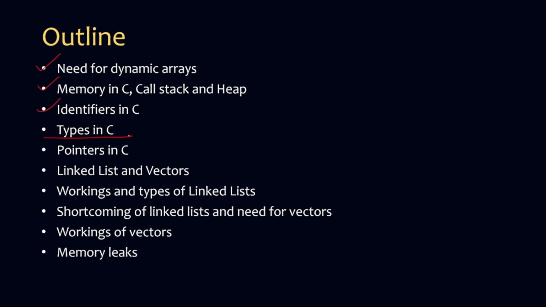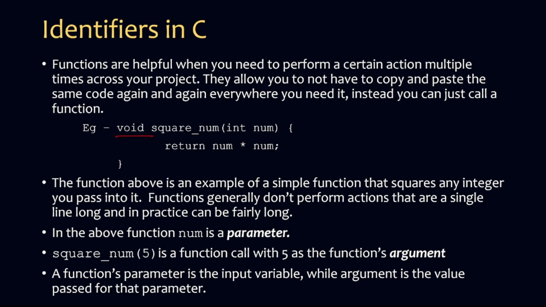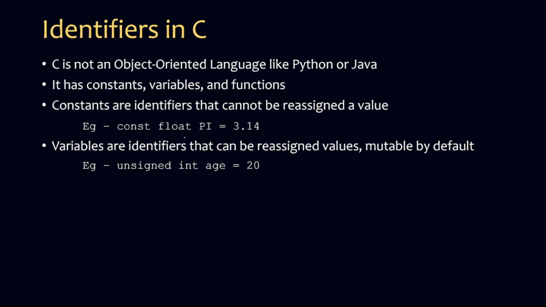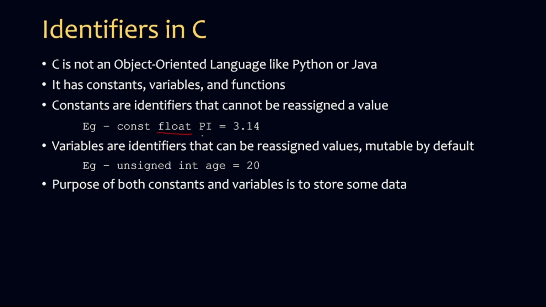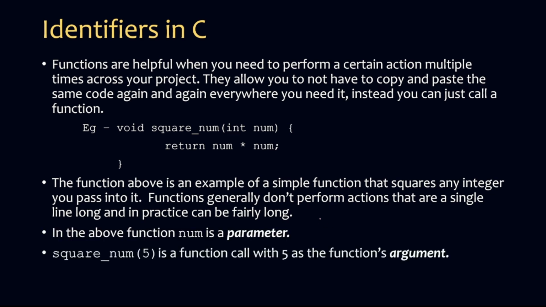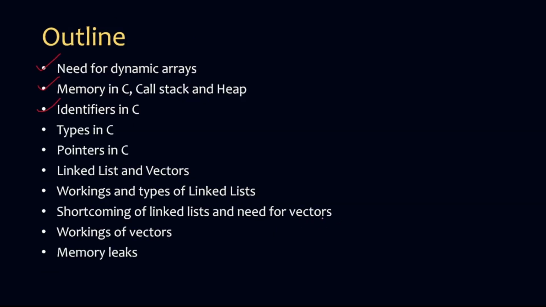The next thing we have are types in C. Now, types in C are very important because C is a statically typed language. Everything you define needs a type in C, as we previously saw. Even the function here has a type, even the function's parameter here has a type. Even in the previous examples, even the constant pi has a type float, even the variable age has a type int. Everything in C needs a type, and that really helps out the language, and we'll see how and why types are important in C.